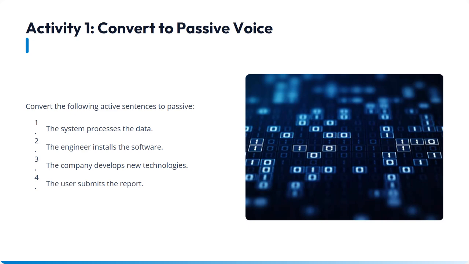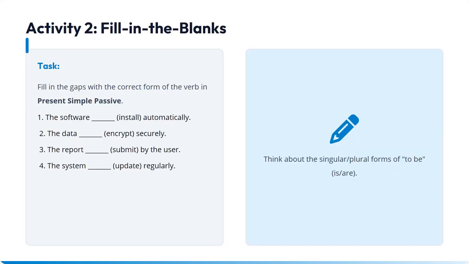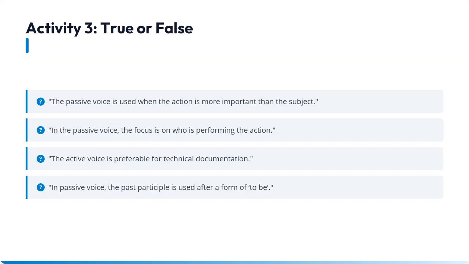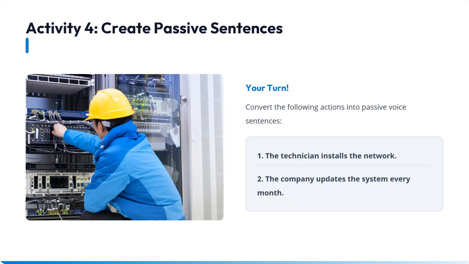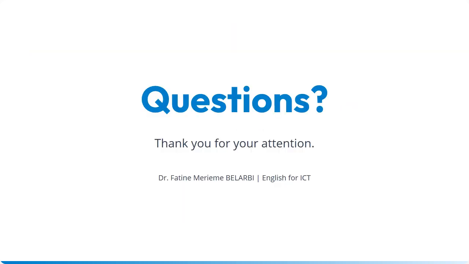For the first activity, I want you to convert the sentences into passive voice. In the second activity, I want you to put the verb between brackets in passive voice. And for the third activity, I want you to decide whether the sentence is true or false, that is to say, is it in the correct structure or not? And for the last activity, it's your turn to produce and create a sentence in the passive voice.